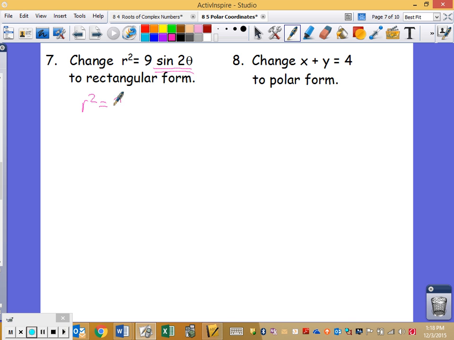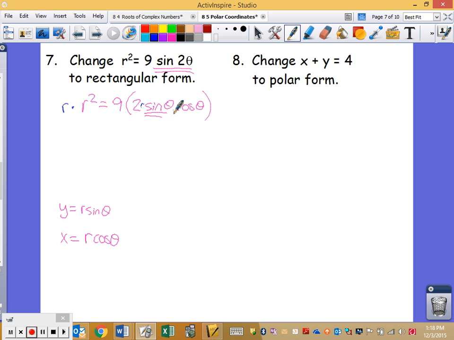I know that r squared equals 9 times sine 2 theta, which is 2 sine theta cosine theta. So I know that for sure. The problem is I have a sine theta and a cosine theta, and I have r squared. That's a problem. But the only way I can get rid of sine theta is what? I know that y equals r sine theta. I know that x equals r cosine theta. So what are we missing in front of the cosine, in front of the sine? An r. So I'm going to have to multiply an r to go by the sine.